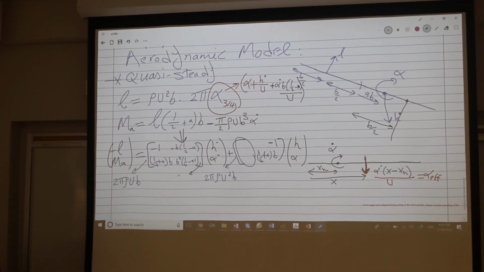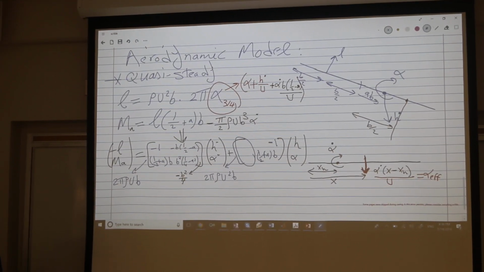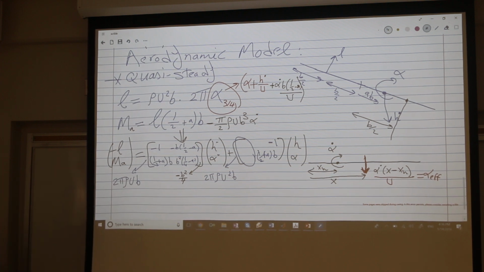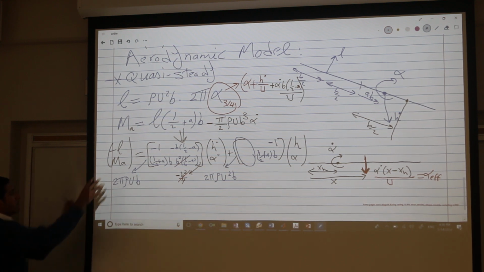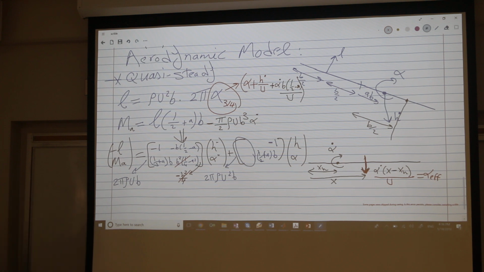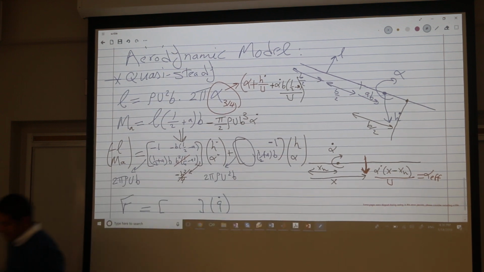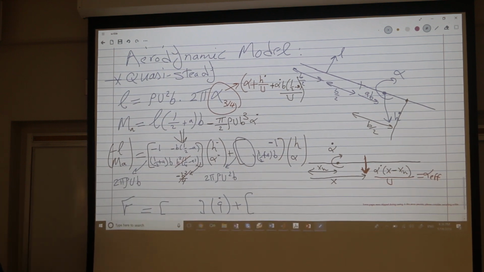So you have here negative b squared over 4 actually, if you take this common factor, which means that this b squared over 4 is equal, and cancel that. But at the end of the day, my forces, this is what I really care about. My aerodynamic forces is simply what? Is a matrix times q dot, the velocities, and a matrix times the displacement.